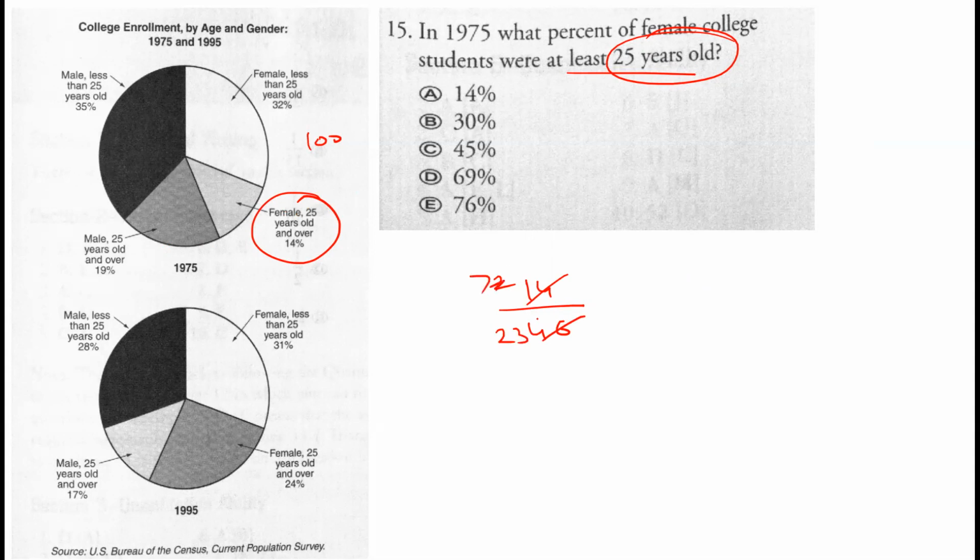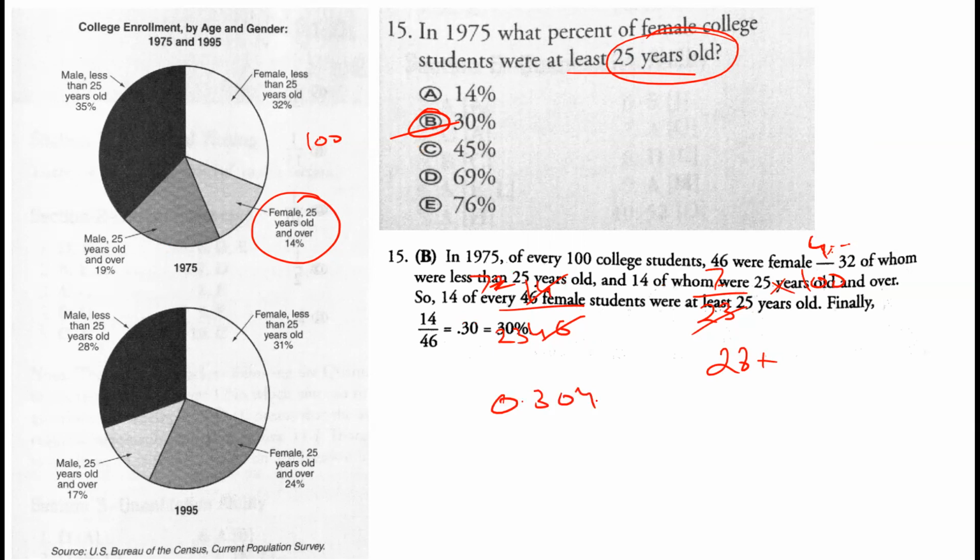Two sevens are 14, two 23s are 46. So 7 by 23. Now let's multiply this by 100 in order to get the percentage. 100 divided by 25 is 4. So if we divide 100 by 23, we will get a number that is more than 4. 7 fours are 28, so it will be a number very close to or above 28. So the closest possible answer would be option B. If you want to be precise, 7 divided by 23 equals 0.304. So the correct answer is B.